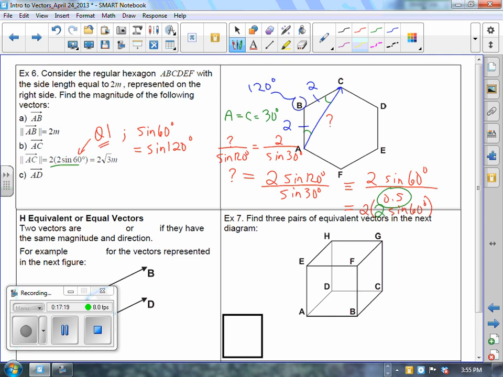Okay, and if you find the exact value of sine 60, you'll recognize that it is root 3 over 2 using your unit circle. So we'll end up with 2 multiplied by 2 root 3 over 2. You can see how one of these 2's is going to cancel, and we're left with 2 root 3 meters as the magnitude of vector AC.